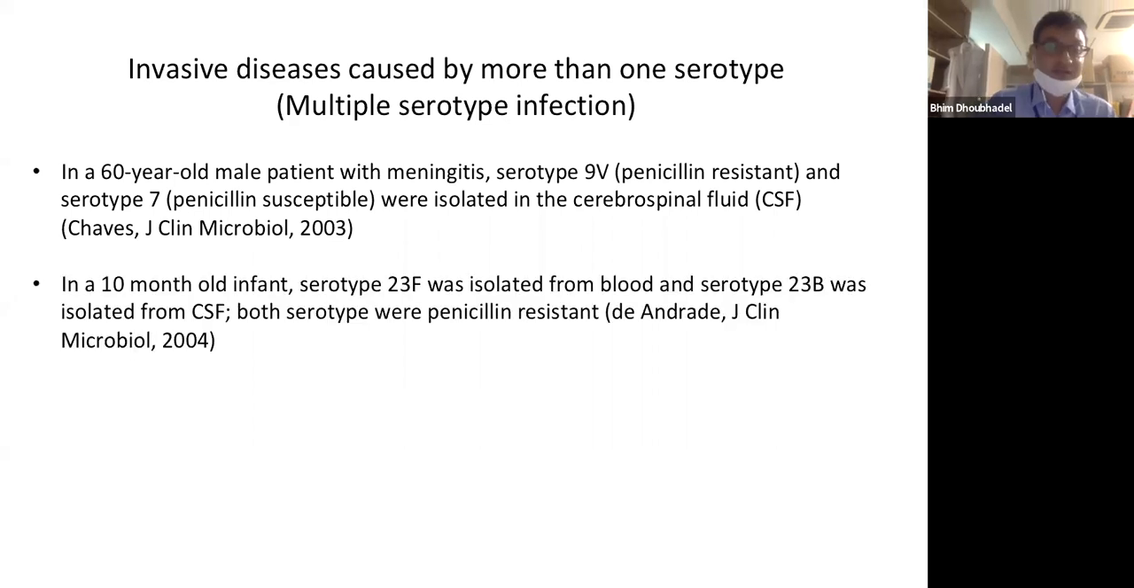It has clinical implications. There's another case report of a 10-month-old infant. There were 2 serotypes. One serotype was 23F, isolated from blood, and another was 23B, isolated from CSF. And both were penicillin resistant. So I feel it's just a limitation of diagnostic assays, but there could be more than one serotype at one time.